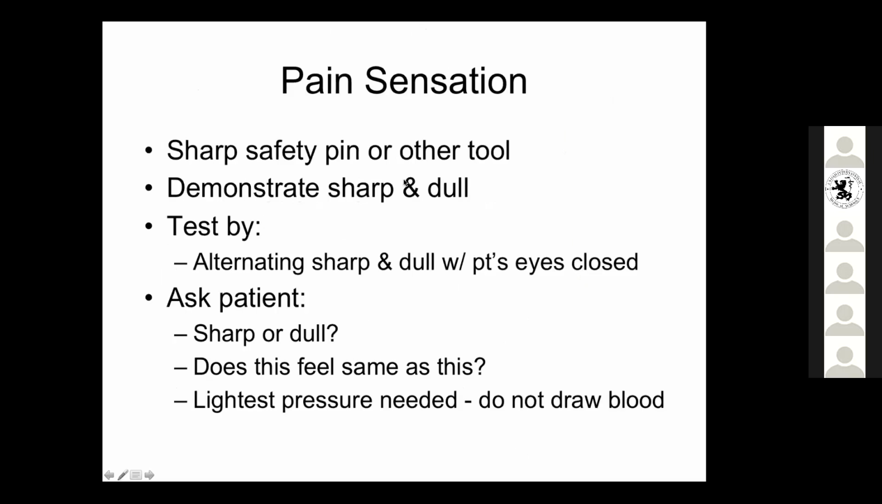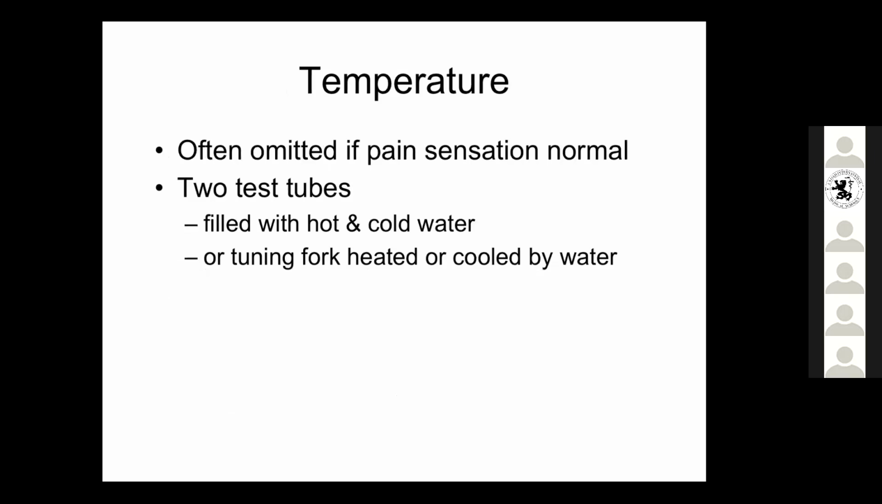For pain sensation, you can use a safety pin or some other tool, and with the patient's eyes closed, you ask them if they're able to feel the applied pressure or pain or not. For temperature, you can use 2 test tubes, one filled with hot water and the other filled with cold water, or a tuning fork that is heated or cooled by water, and you ask them if they can feel the temperature.